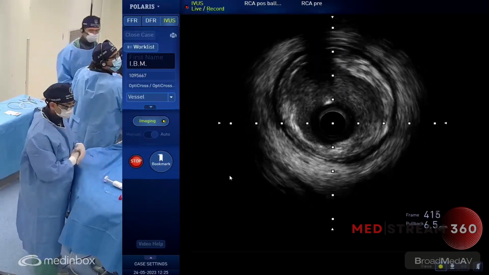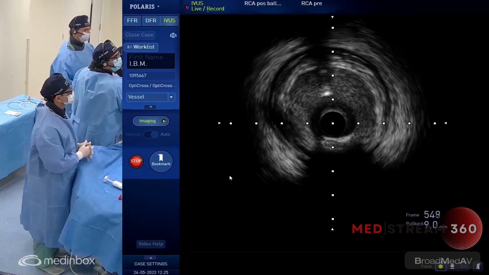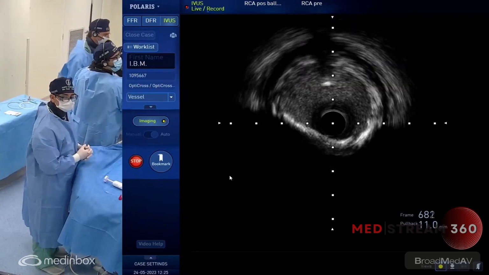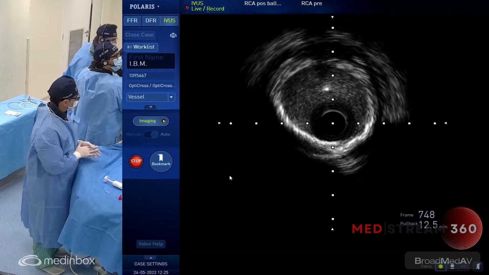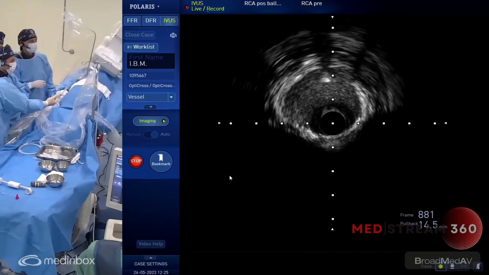we started here in the very distal portion of the RCA after more aggressive pre-dilatation has been performed with a non-compliant balloon, sized closer to the vessel size, which is a very large vessel. We should be getting here to the spot of the distal lesion.